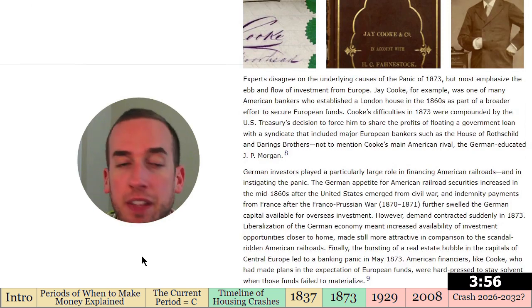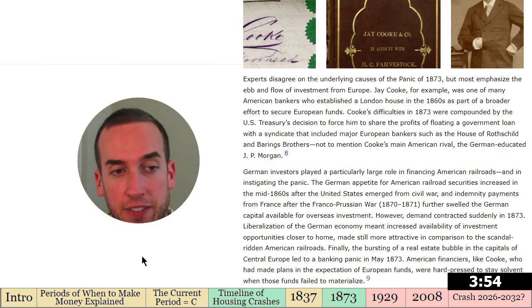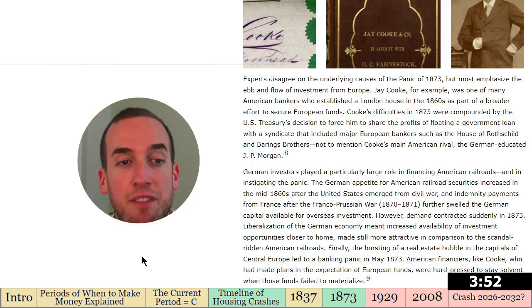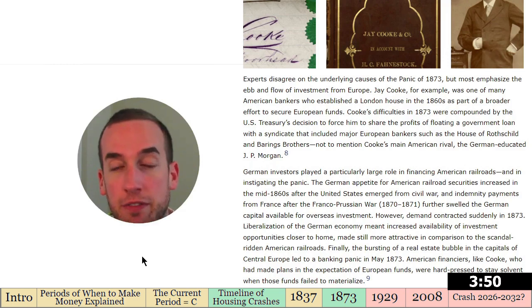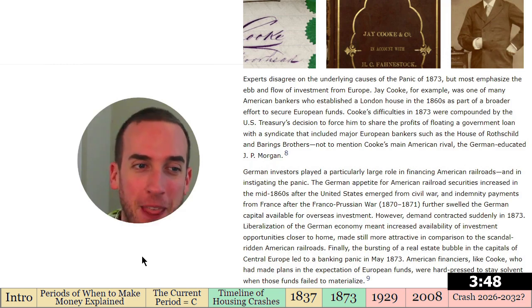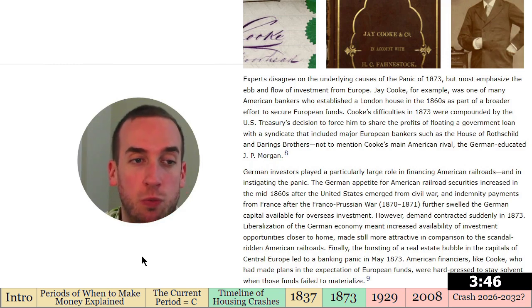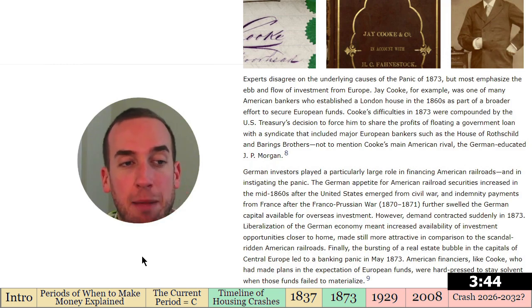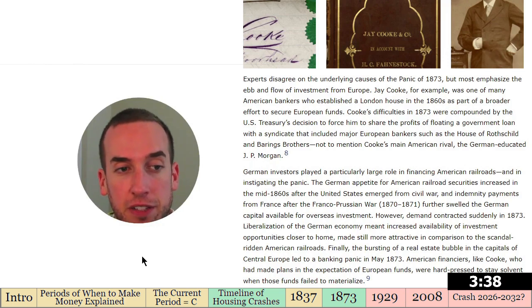Experts disagree on the underlying causes of the Panic of 1873, but most emphasize the ebb and flow of investment from Europe. Cooke, for example, was one of many American bankers who established a London house in the 1860s as part of a broader effort to secure European funds.